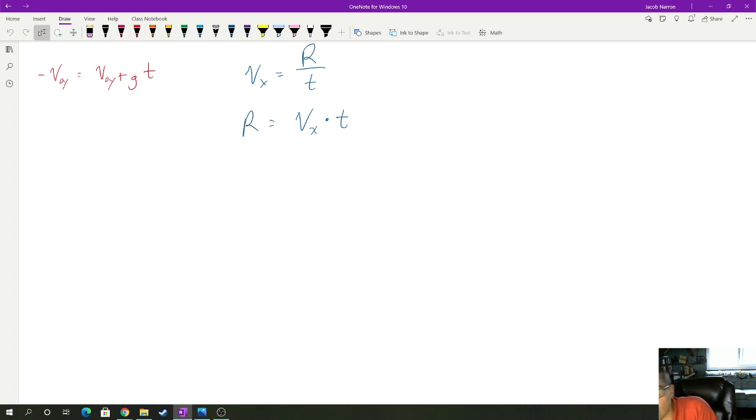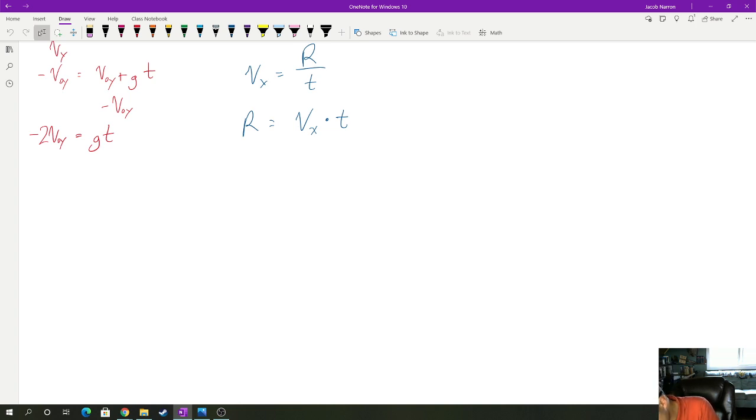So here's what I'm going to do. I'm going to subtract over v naught y first. And by the way, I've already plugged in negative v naught y for vy because like we said, vy, the final velocity, is just the negative of the initial velocity. So I'm going to minus that over. And when I do, I end up getting this. Negative 2 v naught y is equal to g times t.